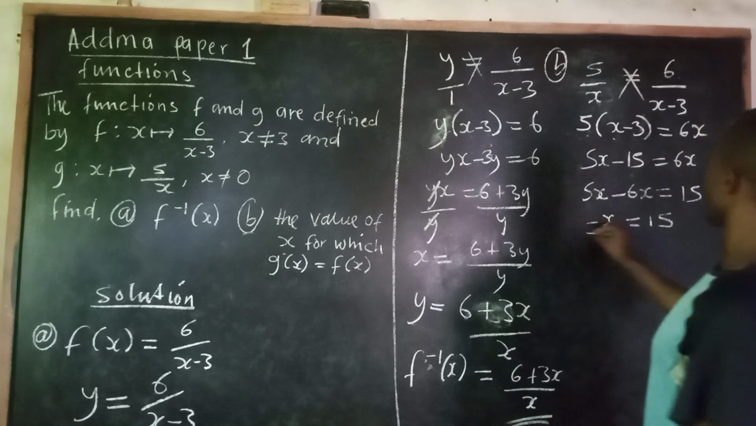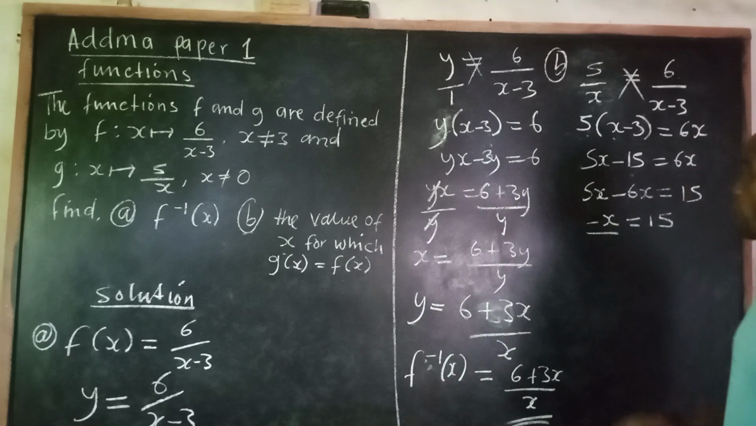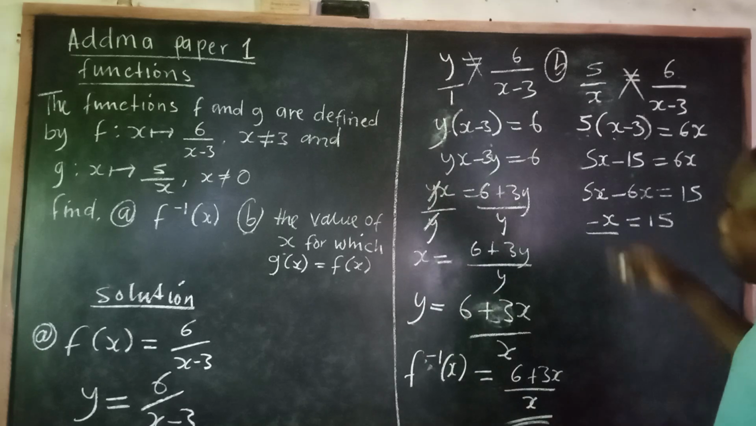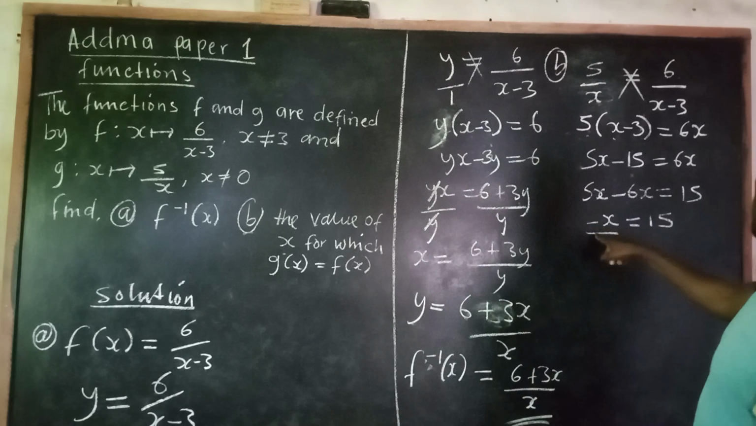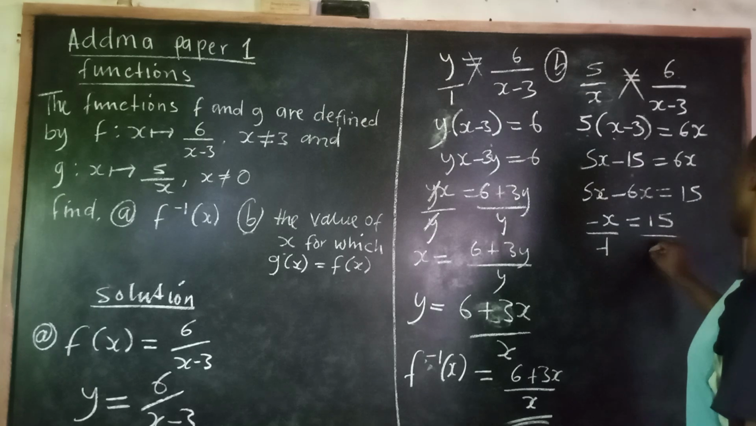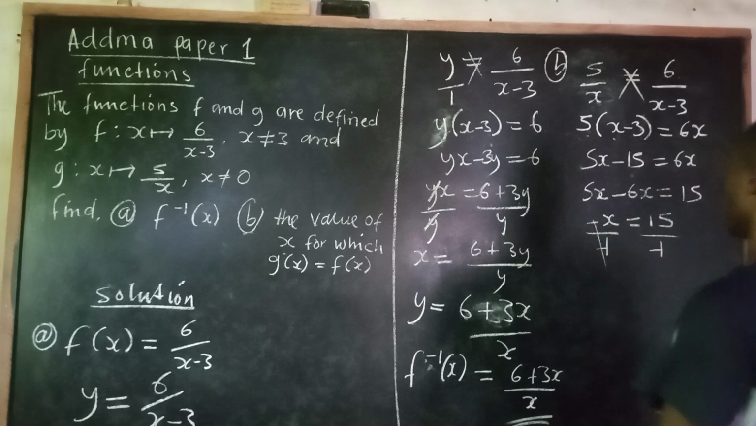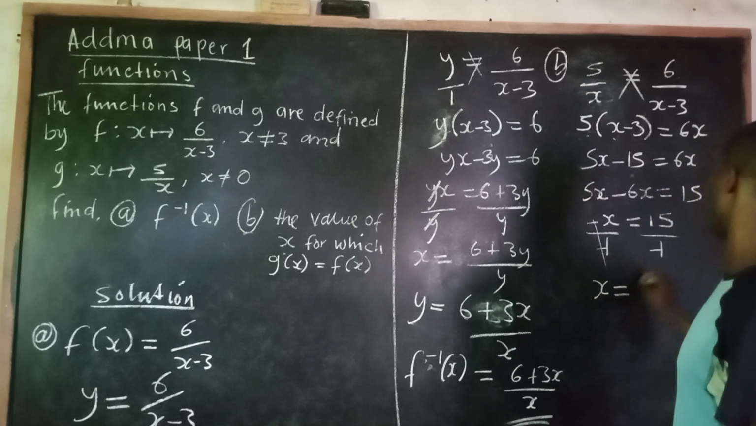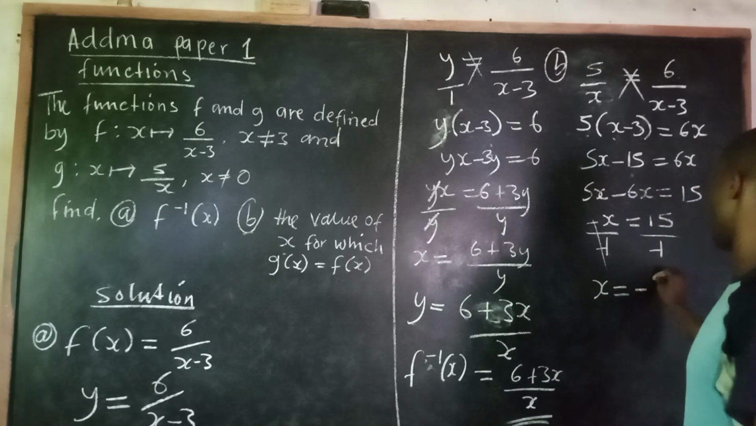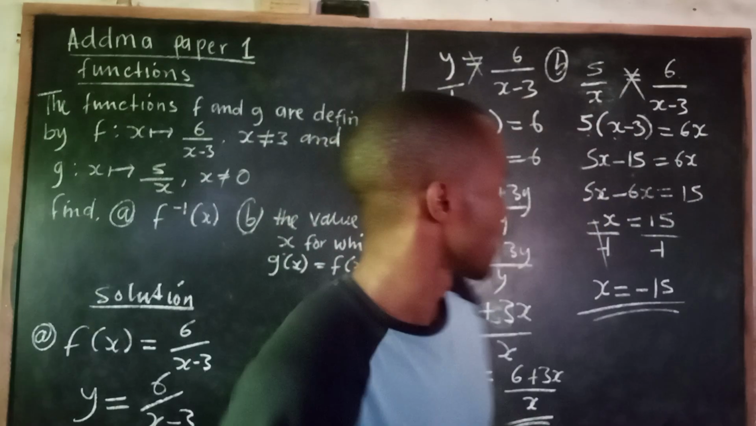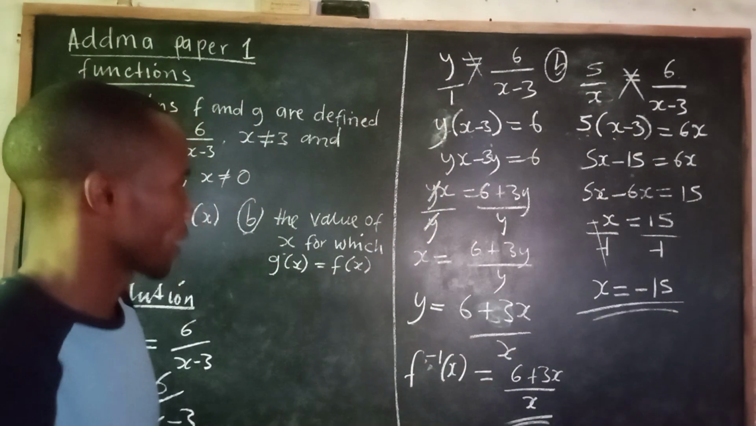Since the question asks us to find the value of x, and this is negative x, we need to divide both sides by negative 1 so that we can get rid of the negative. So 1 into x is positive x, equals negative 1 into 15, which is negative 15. And this is our final answer. That is also 2 marks.